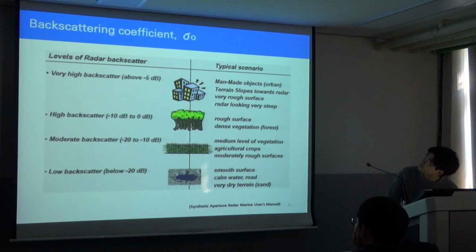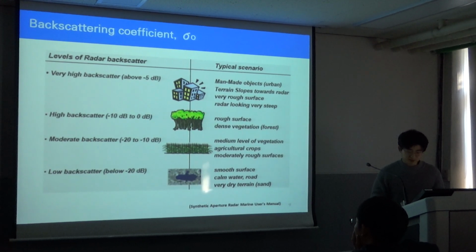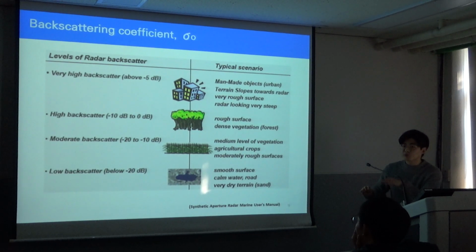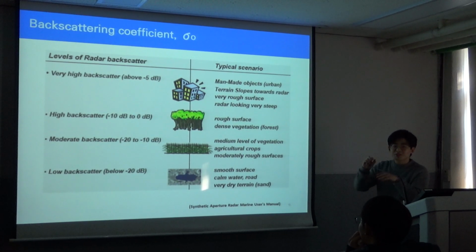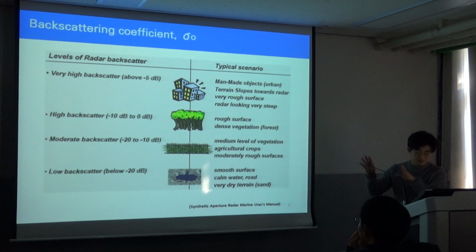And for the backscatter coefficient, a bigger object can have a bigger backscattered signal. Very high backscatter is like a building, and low backscatter is like a lake, a smooth surface. Because it is really smooth, the signal can be scattered in every way.